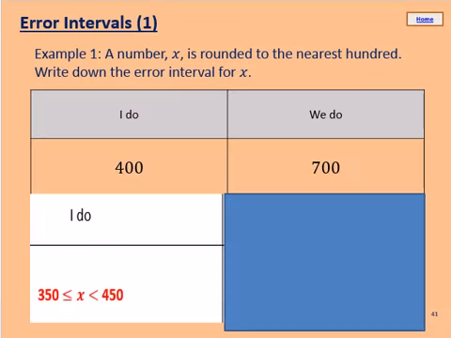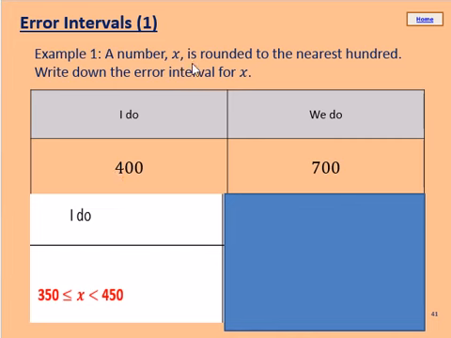Okay, so for the rest of the lesson, we're going to have a taster of error intervals, and this will be the focus of next lesson. So I'll show you some for today's lesson. So error interval. It says a number x is rounded to the nearest 100. Write down the error interval for x. So x has been rounded to 400, and we've got to come up with all the possible values x could have been. And we're going to write this as an inequality.